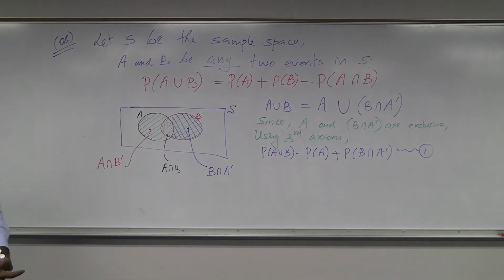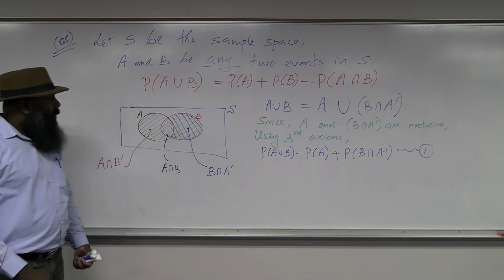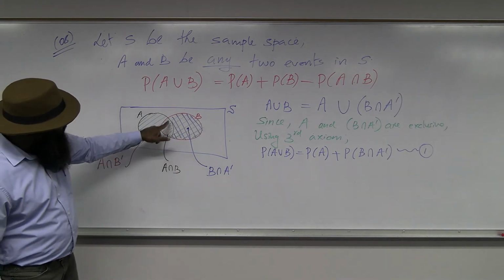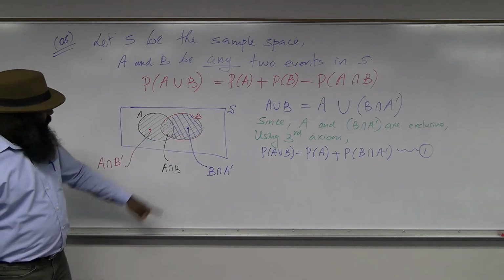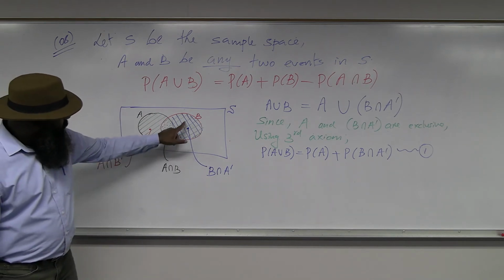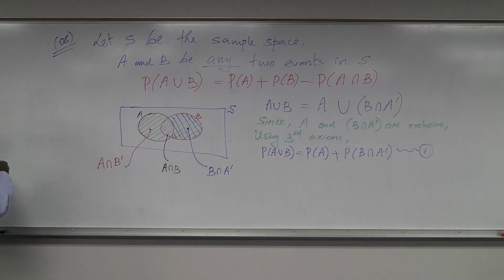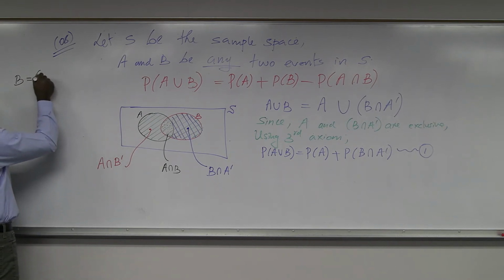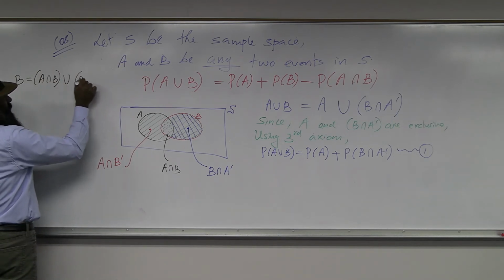Now let's look at the event B. Now event B can be written as this piece union this piece. Event B can be written as A intersection B union B intersection A prime. I will write it as that. So the event B can be written as A intersection B union B intersection A prime.